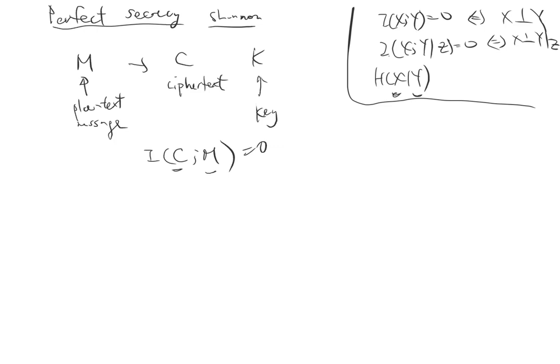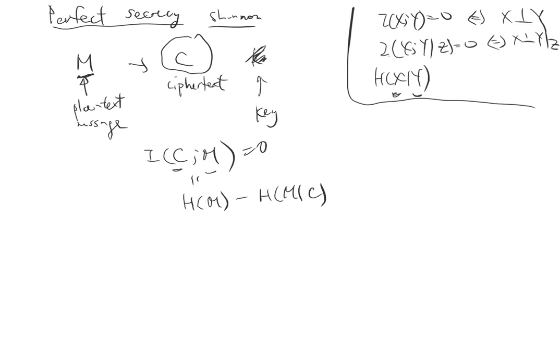Does this make sense? Because they should be completely independent. If I only get the ciphertext without the key, there's no way I can infer any information about the original message. So remember, the mutual information between C and M is equal to H(C) minus H(C given M). Maybe it's better to write it the other way: H(M) minus H(M given C), right?